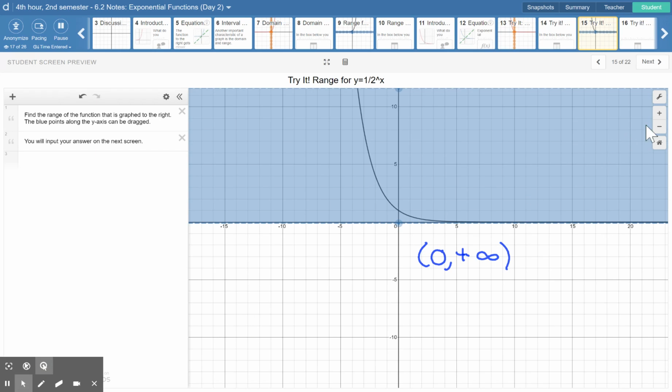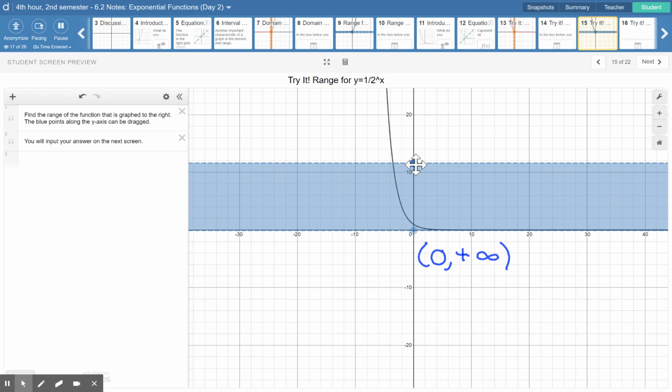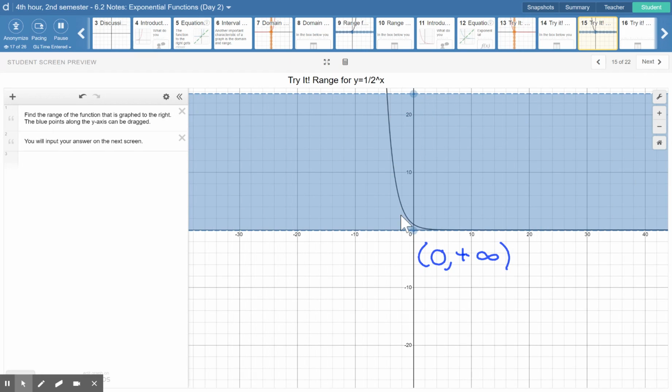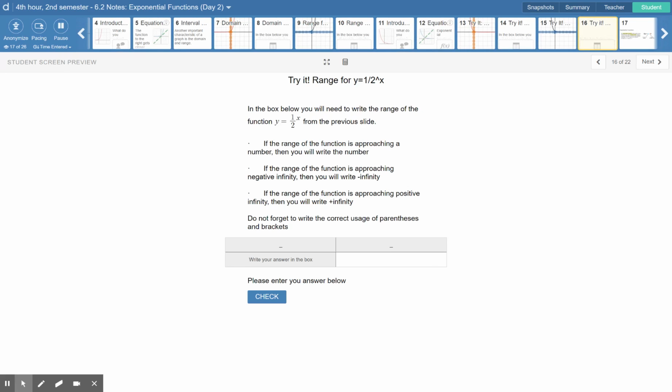Even if I zoom out and I move the slider up, it's going to keep covering the y values of my graph. We're going to use parentheses because our graph is never going to touch 0. So 0, comma, and then it's reaching all the way up to positive infinity. So that's for our domain and range. Once again, our range for this class will always be trying to sit on 0 for exponential functions, and always trying to reach positive infinity.